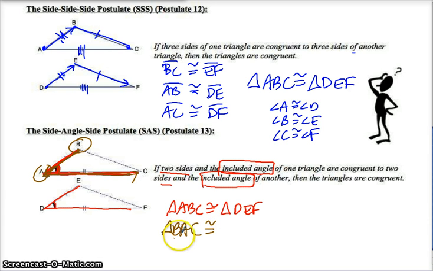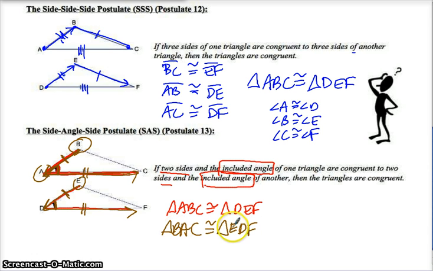But if I change the letter order here, then I have to change the letter order over here. So I went from B to A to C. Well, that was a single mark, and then the included angle and a double mark. So I have to go from single mark to included angle to double mark. So I have to go from E to D to F. So I must line up these letters properly.